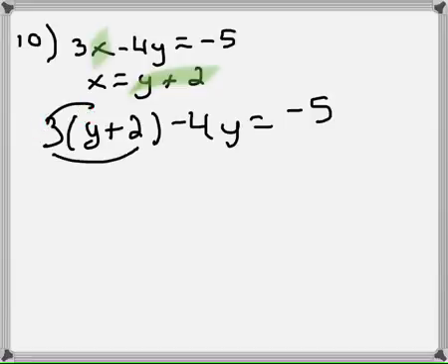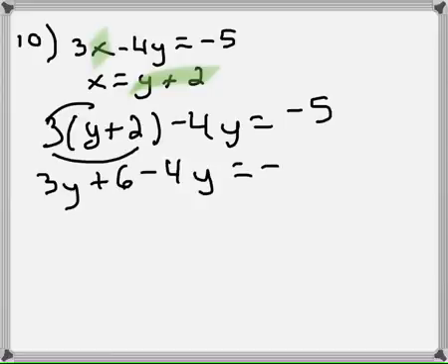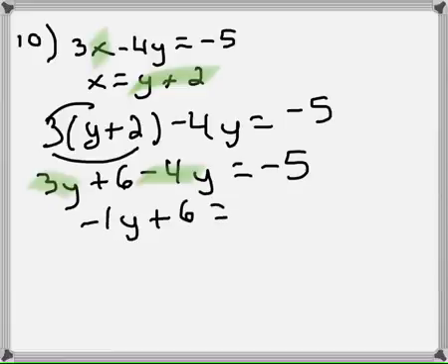What's 3 times y? 3y. What's 3 times 2? 6. What do you do next? Combine like terms. What's 3y plus negative 4y? That would be negative 1y. So negative 1y plus 6 equals negative 5. I want the y by itself, so I'm going to have to subtract 6 on both sides first. Always get rid of addition and subtraction first.